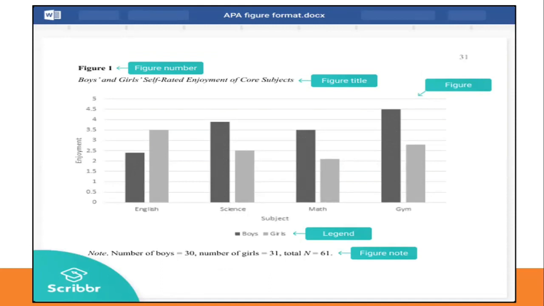The legends, you have boys and girls, and the figure note as well. So that's how you do figures. So that's how you format list of figures. All right, so that ends our discussion for the third key area.